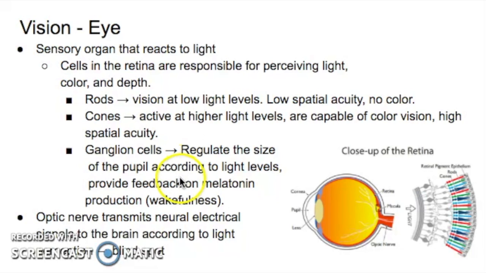So the darker it is, the bigger they'll make the eye, and the less melatonin they'll produce. Finally, the optic nerve transmits the neural electrical signals to the brain according to the light perception, and where the optic nerve meets the eye in the retina, you get a blind spot.